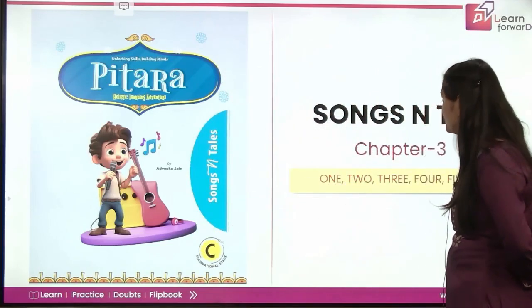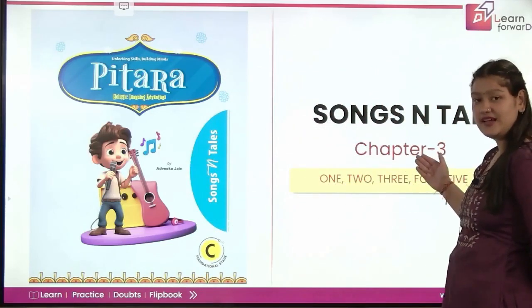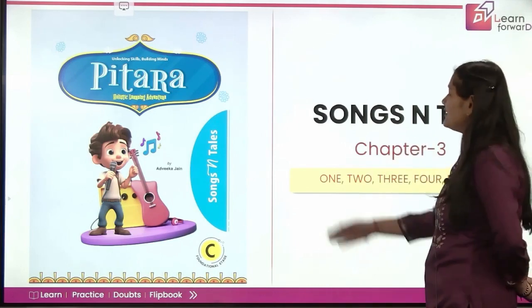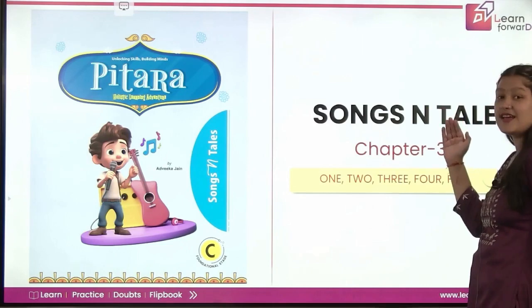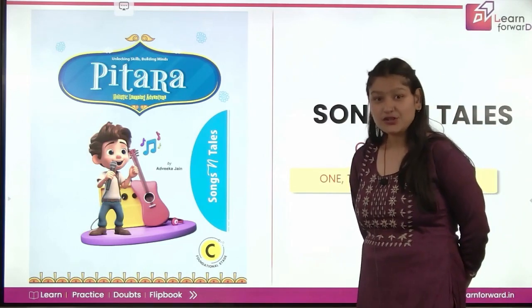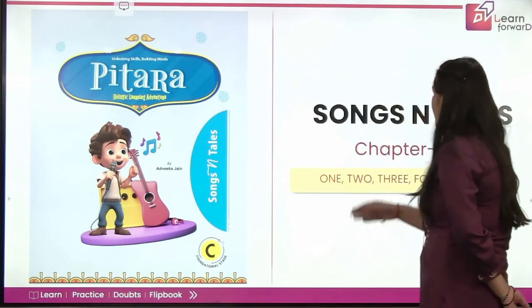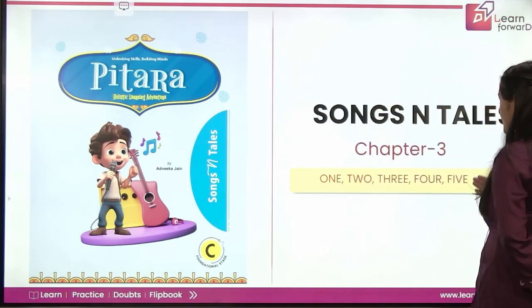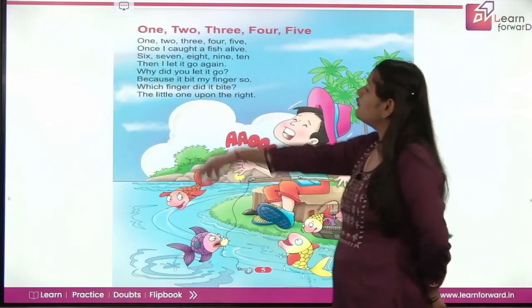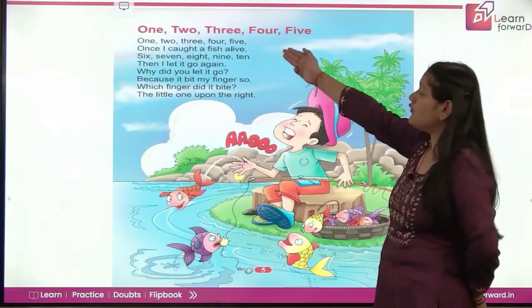Today we will do chapter number 3, 1, 2, 3, 4, 5 from Songs and Tales. The title of our poem is 1, 2, 3, 4, 5. Let's get started.